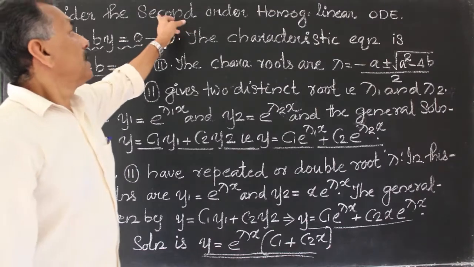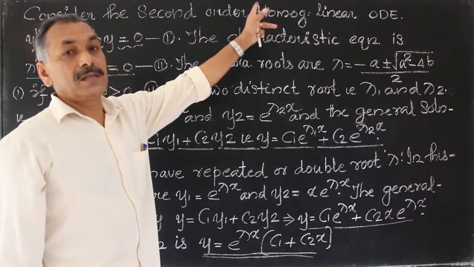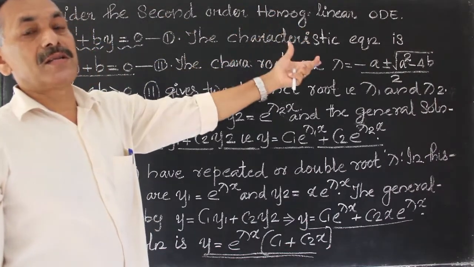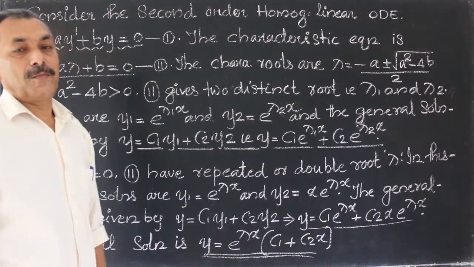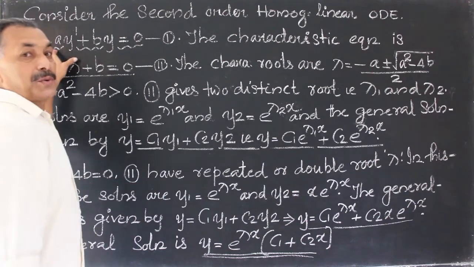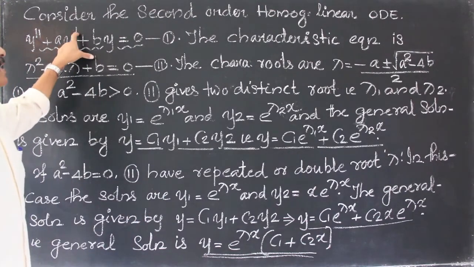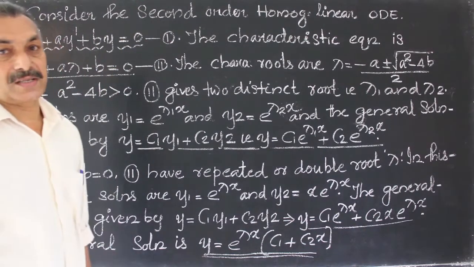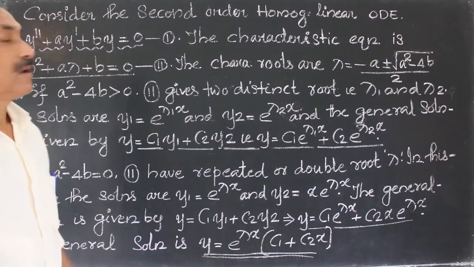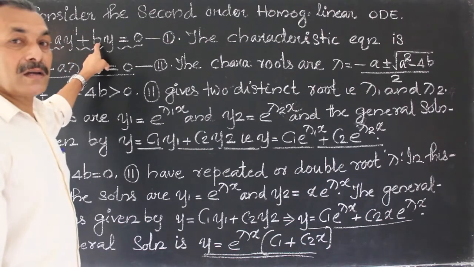Consider a second order homogeneous linear ordinary differential equation with constant coefficients. The general form of such an equation is y'' + a y' + b y = 0, where a and b are constants.